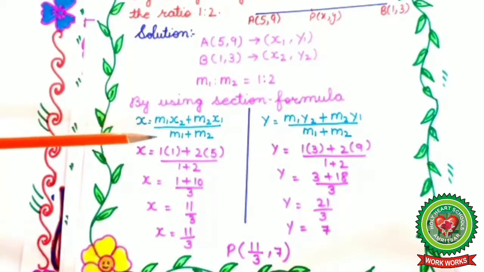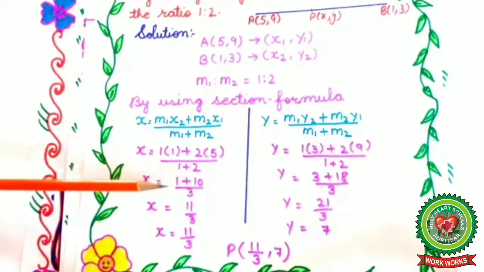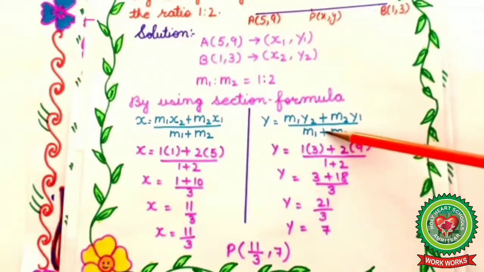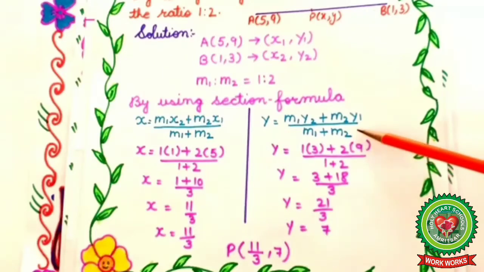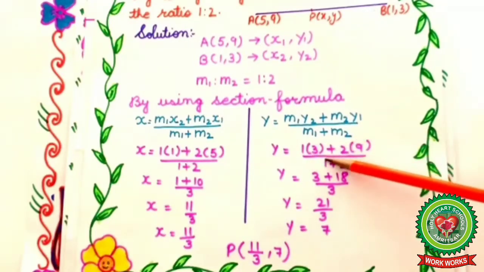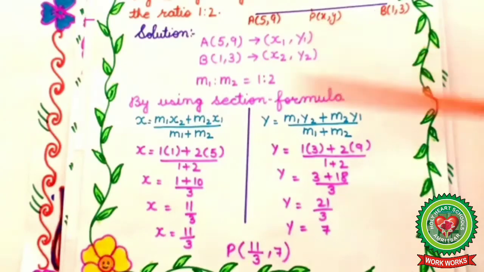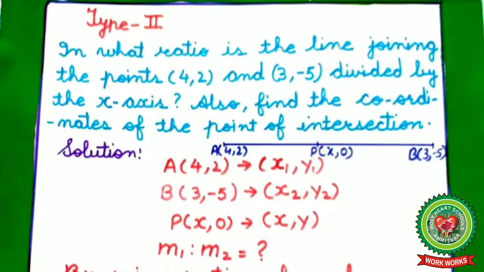Now after filling values here and after solving, our answer is 11 upon 3. And y equals m1 y2 plus m2 y1 upon m1 plus m2. After filling values, 1 into 3 plus 2 into 9 upon 1 plus 2. Then after solving, the answer is 7. So the point is 11 upon 3 and 7.